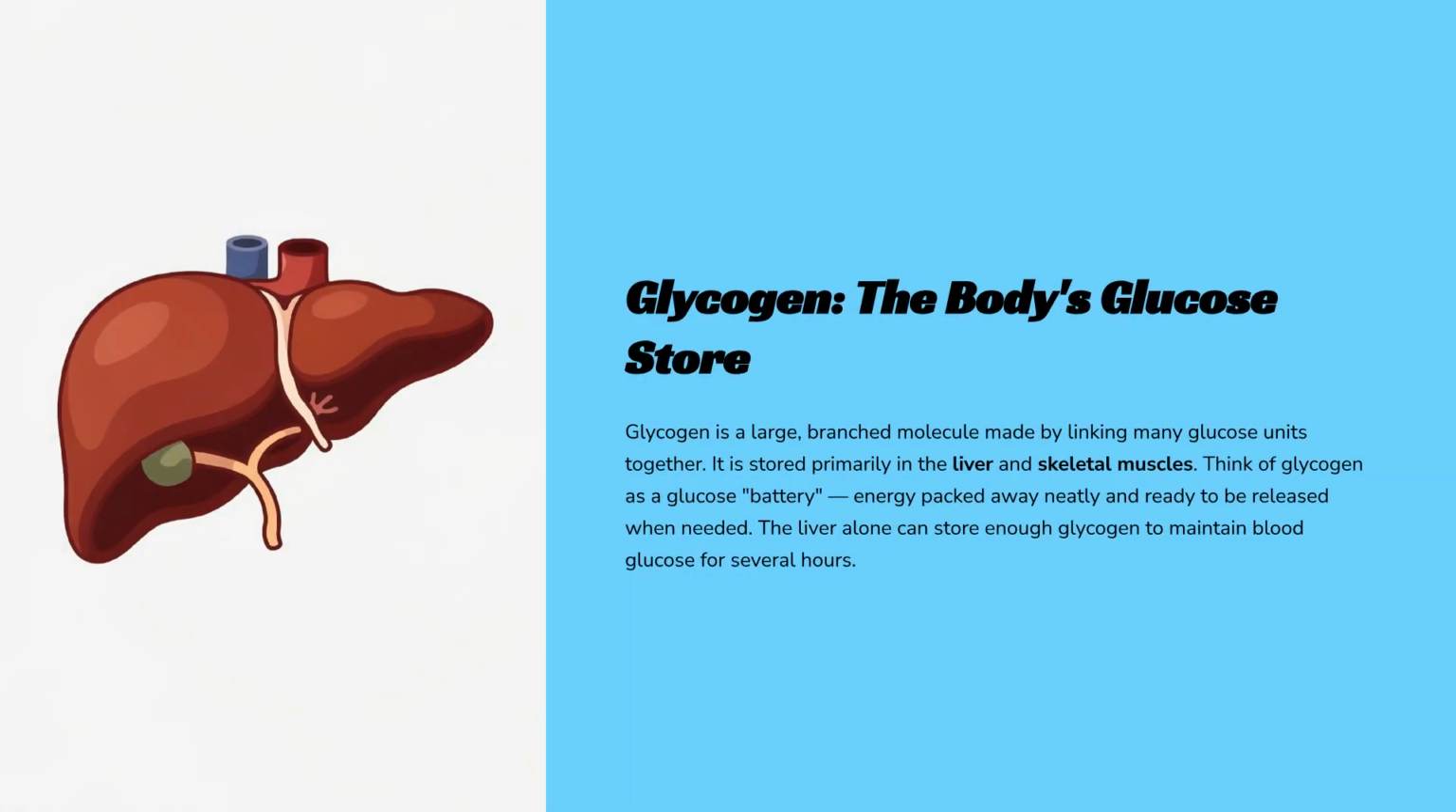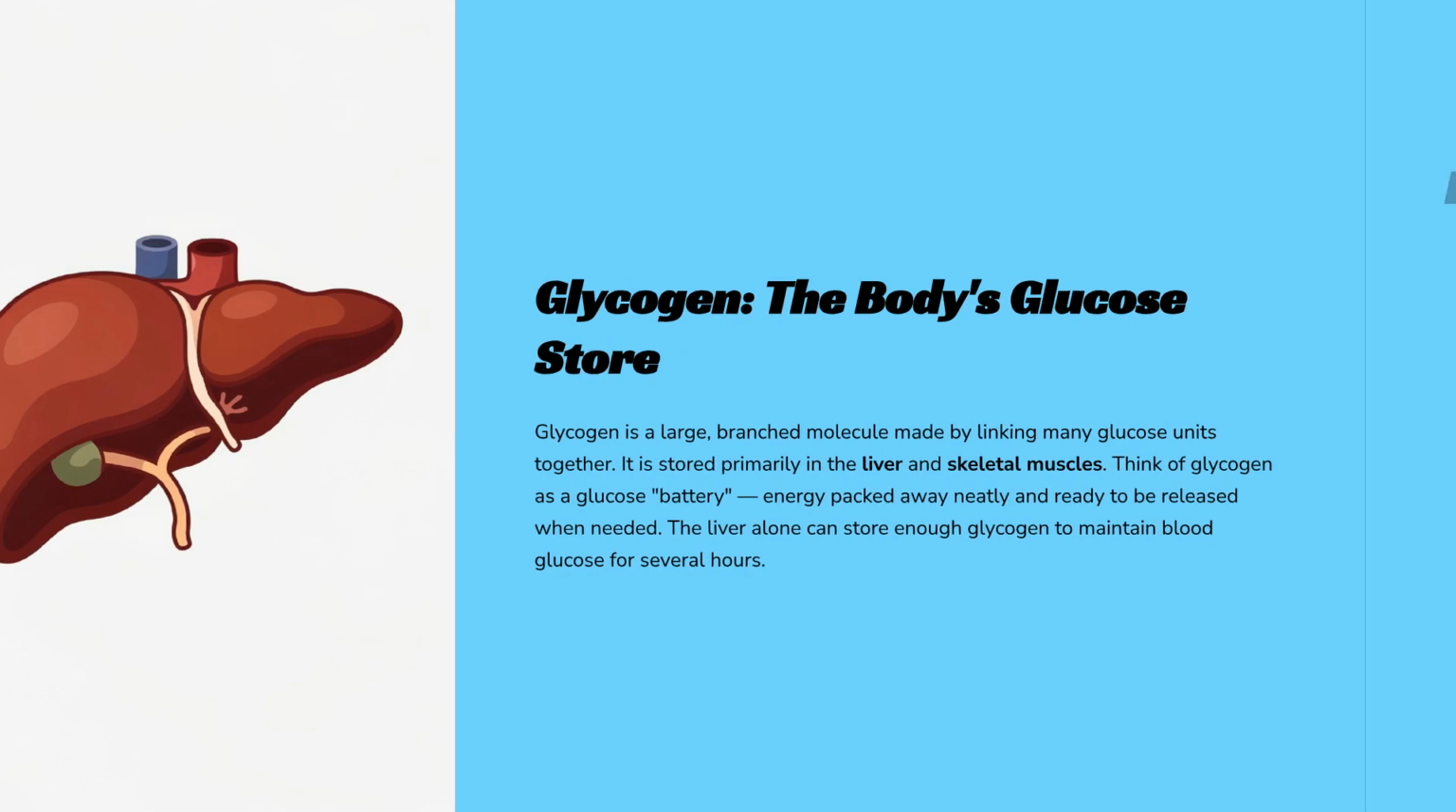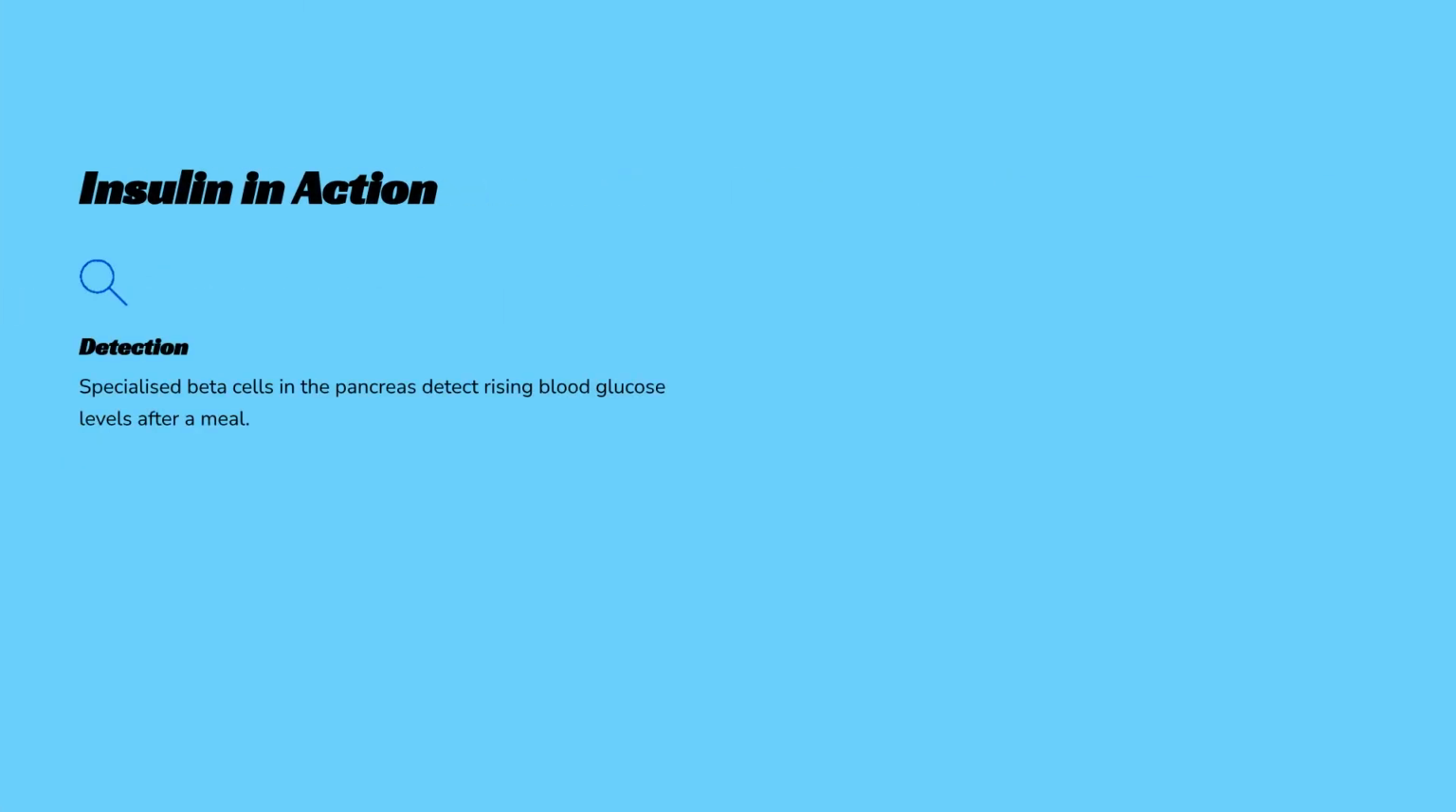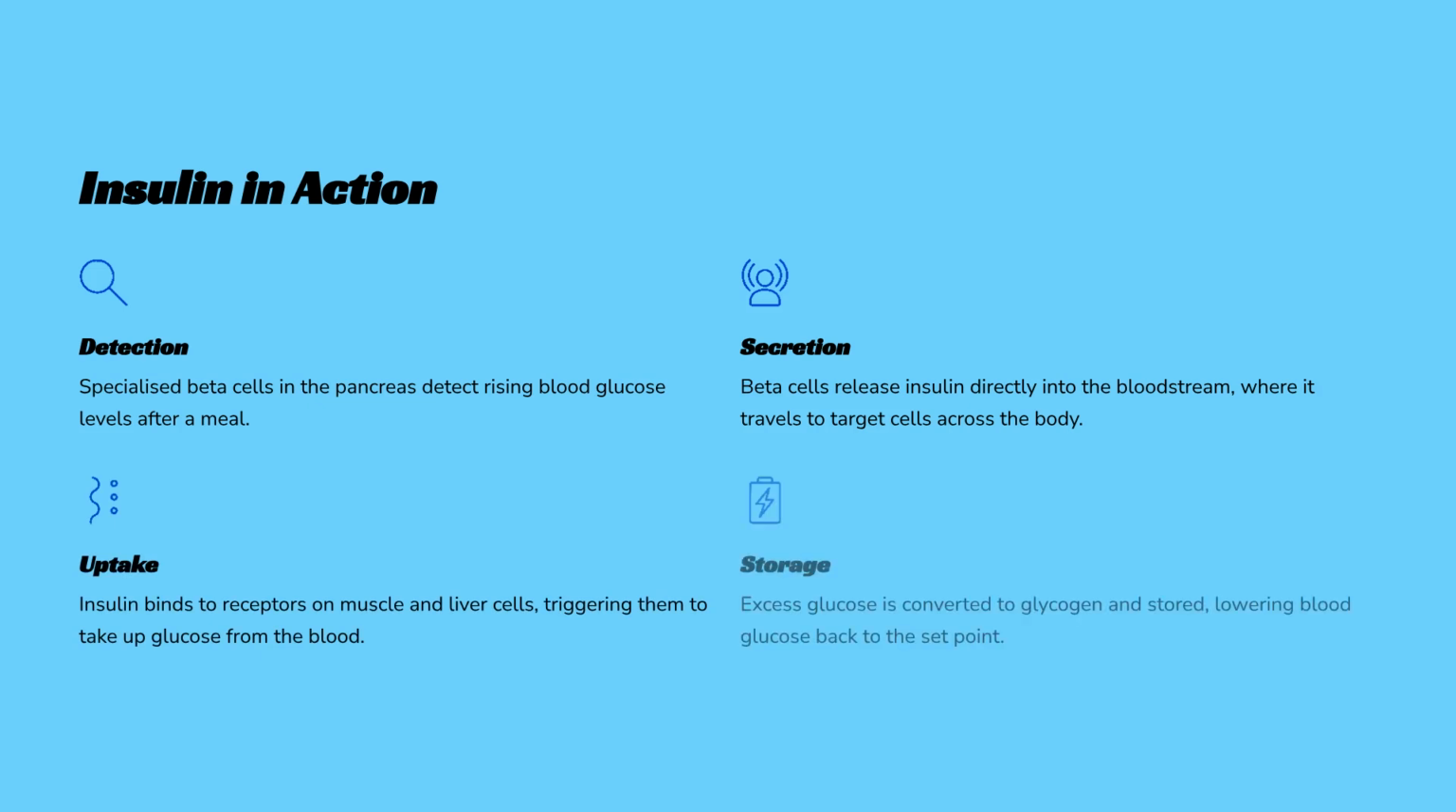Glycogen is a large, branched molecule made by linking many glucose units together. It's stored in the liver and skeletal muscles, acting as a glucose battery to be released when needed. The insulin action loop starts with detection by beta cells in the pancreas, followed by secretion into the bloodstream. Insulin binds to receptors, leading to glucose uptake by cells, and storage as glycogen, lowering blood glucose.